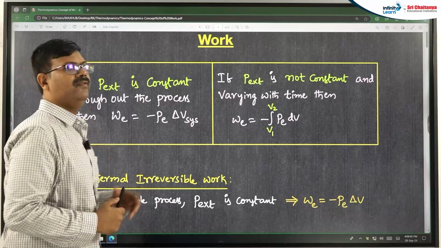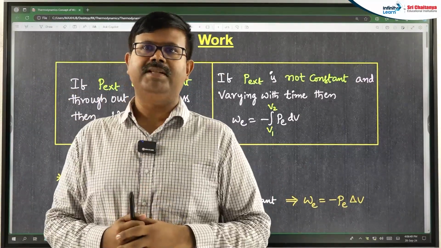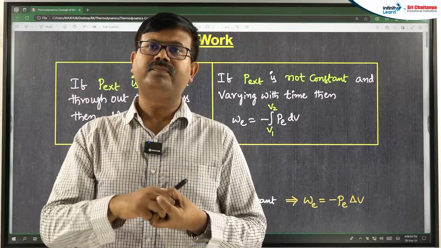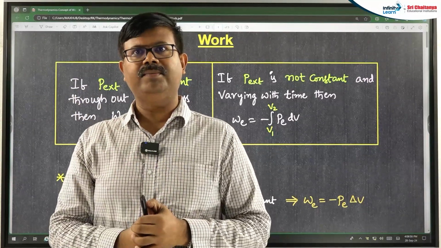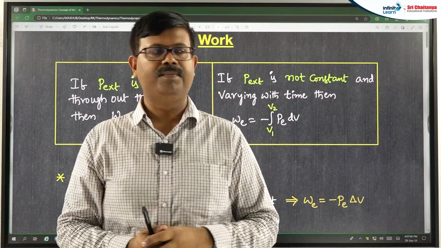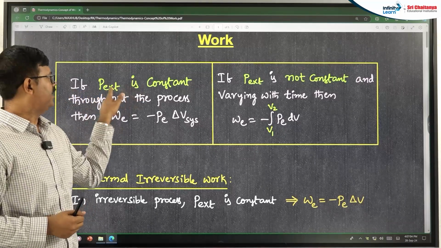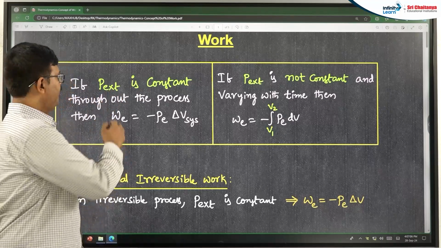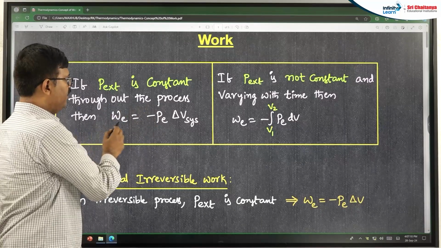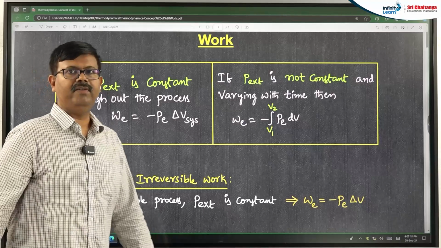See, in physics, you know how to calculate work: force into displacement. In the same way here, we will calculate the work done by using the pressure and the change in volume of the system. See, if P external (ext means external) is constant throughout the process, then work done is minus P external into delta V of the system.